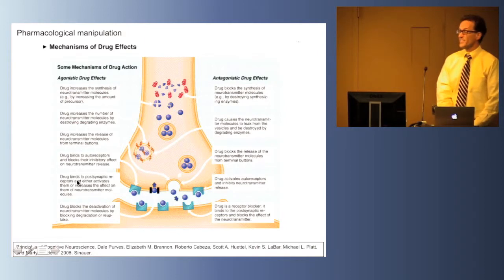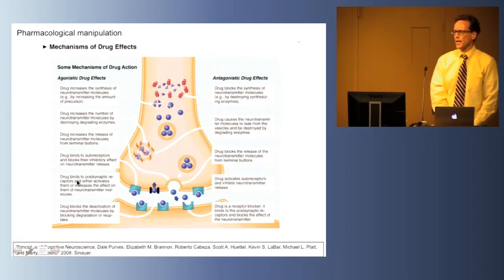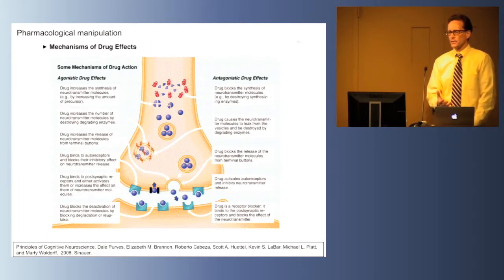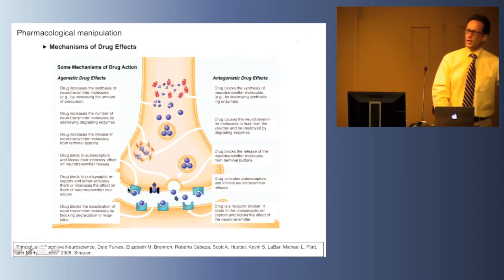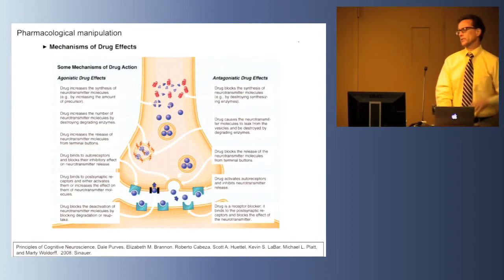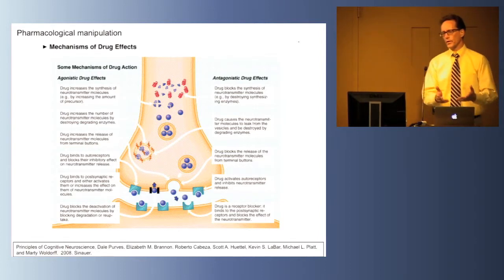Next, here's the simplest sense of an agonist: a drug that binds to the postsynaptic receptor and activates it. It's not the key for the lock, but it's a fake key that the lock treats as if it were the original key. And finally, the last agonist mechanism is a drug that blocks the deactivation of the neurotransmitter. All right? It can block the reuptake, or it can block the degradation of the neurotransmitter in the synaptic cleft, and that will result in more net effect.